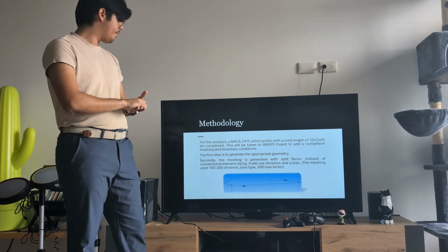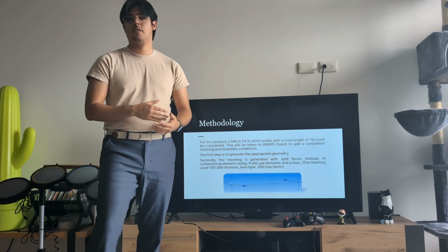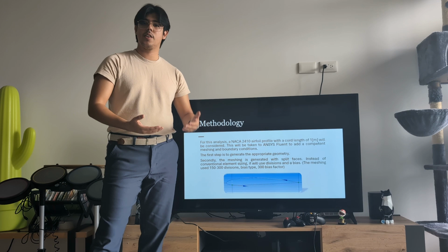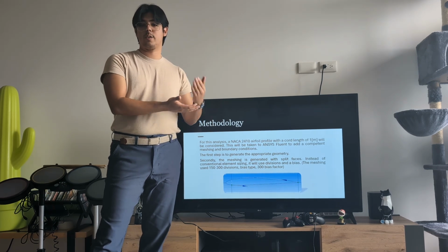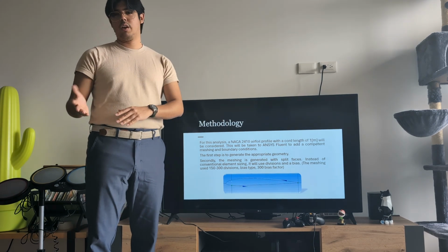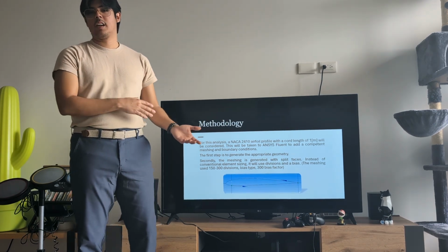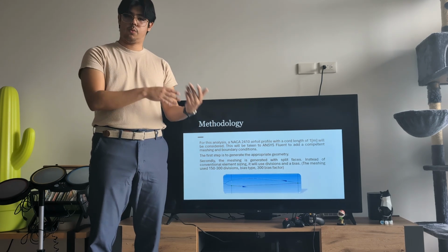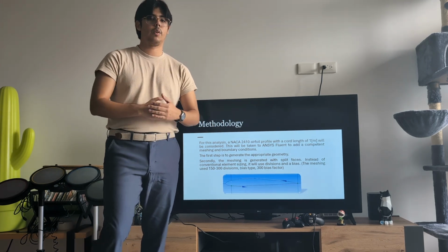Now for the meshing itself, instead of using conventional element sizing, I chose to use a number of divisions, a bias type, and a bias factor. The number of divisions ranges between 150 to 300 divisions depending on the face. Then the bias type is the very first bias type, and a 300 bias factor for every face.